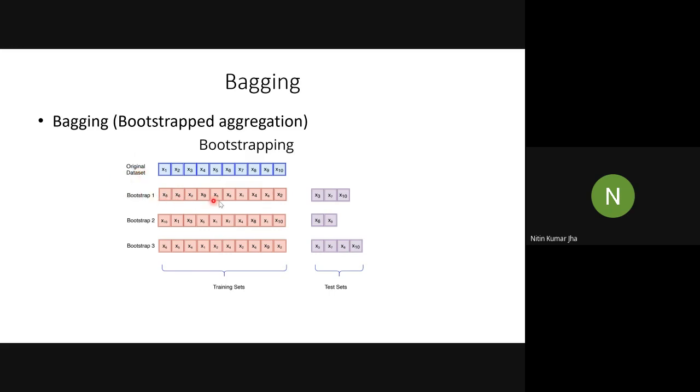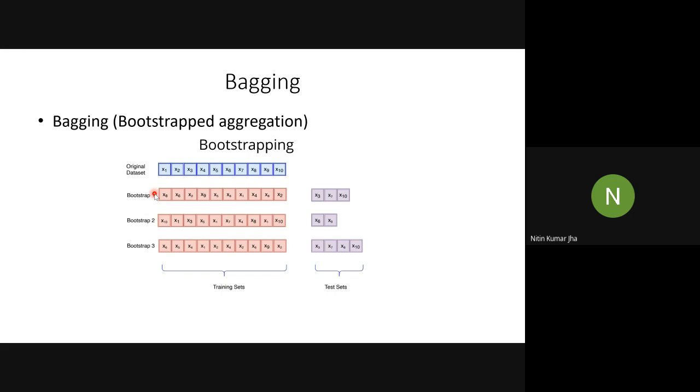There may be multiple copies of some data points here. If you look here, X8 is repeating. In bootstrap, the frequency of one data point could be more than one, so it may end up being in that bag multiple times, right? So it makes sure that these training data sets are different from each other. In that manner, we create m different bags.